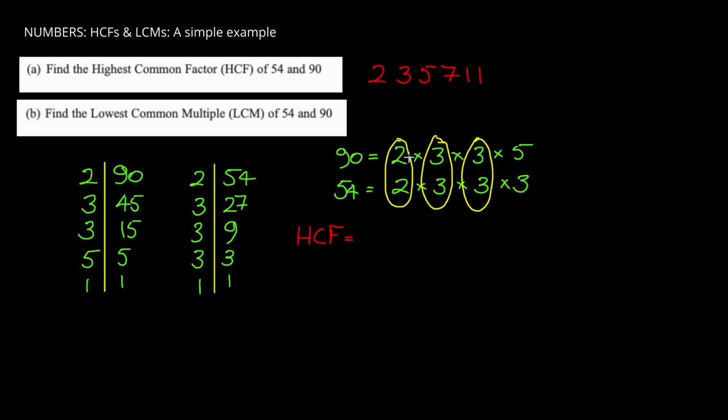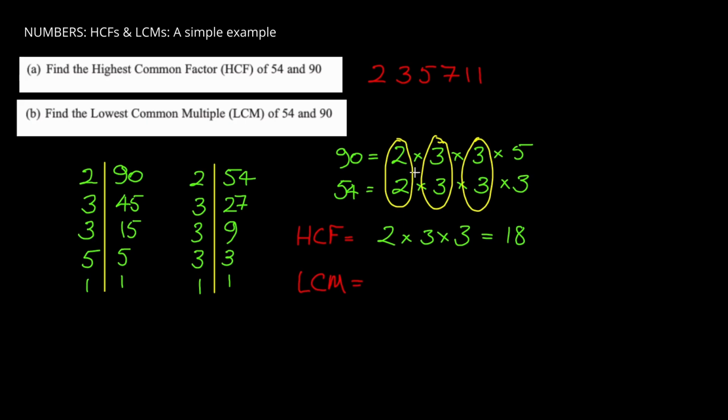So the highest common factor will be a 2 multiplied by a 3 multiplied by a 3. We just select one of the pairs because it's the highest number that is common to both. 2 times 3 times 3 is within 90, and 2 times 3 times 3 is within 54. And this is equal to 18. So what you'll find is that 18 divides into 90, leaving 5, and 18 will divide into 54, leaving 3. The highest common factor. So what about the lowest common multiple?